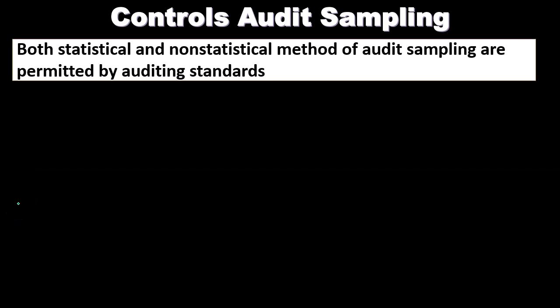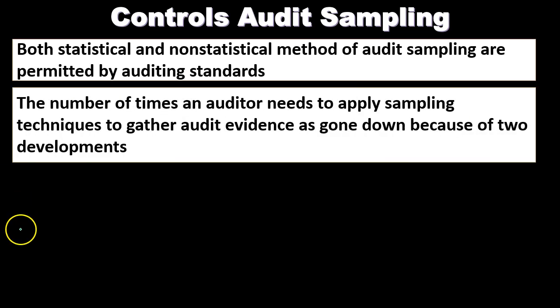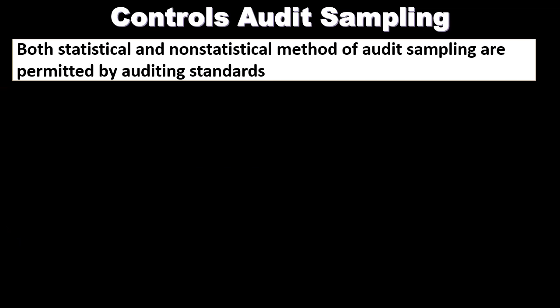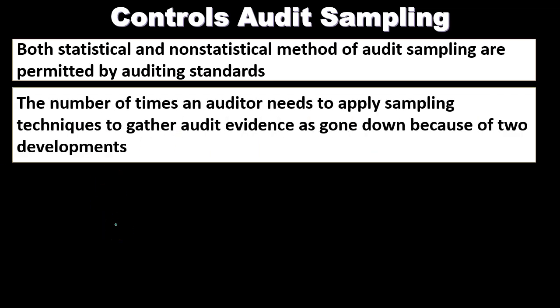Both statistical and non-statistical methods of audit sampling are permitted by auditing standards. We will talk more about what these two items are, but just note that the statistical method is going to be a more precise type of method than a non-statistical method. However, it's going to be more costly to apply a statistical method. So we'll get into more depth in the future on that. We would typically think that the statistical method would be the better method most of the time because it's more precise. However, non-statistical methods are still acceptable and may be appropriate given the circumstances.